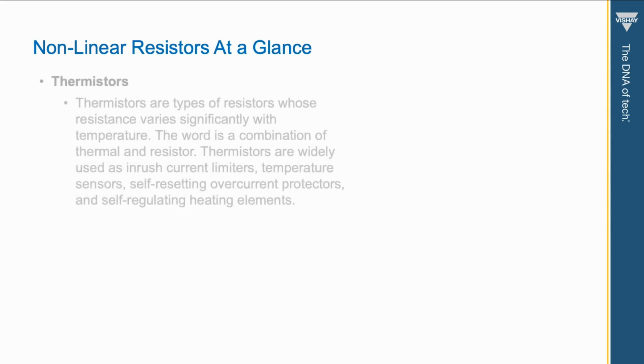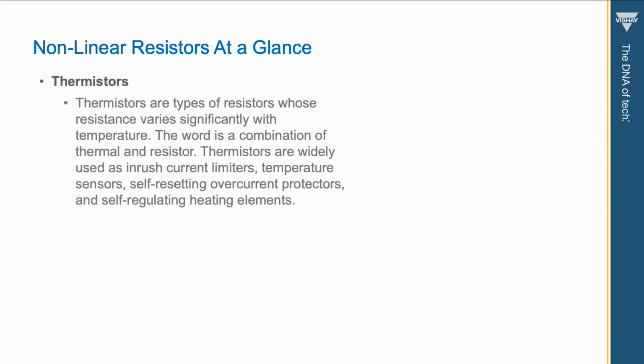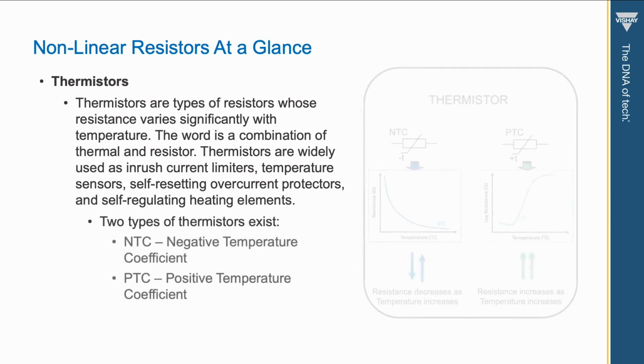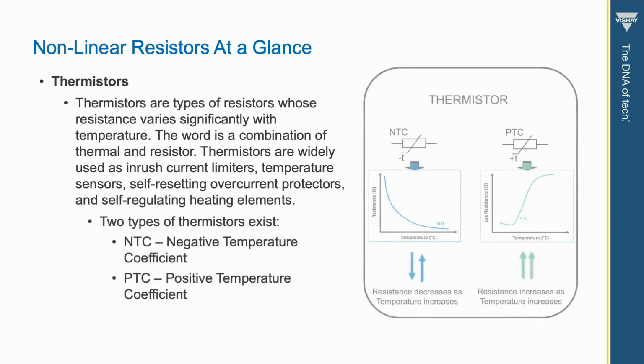Let's start with thermistors. Thermistors are thermal resistors based on ceramic or polymer technology, whose resistance varies significantly with temperature, meaning they are highly sensitive to temperature changes. Two types of thermistors exist: NTC, or negative temperature coefficient, defined by its beta value, meaning as temperature increases, the resistance decreases, and PTC, positive temperature coefficient, defined by its Curie temperature, meaning as temperature increases, resistance increases.